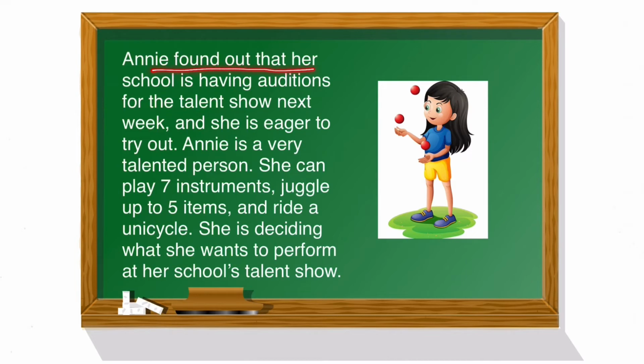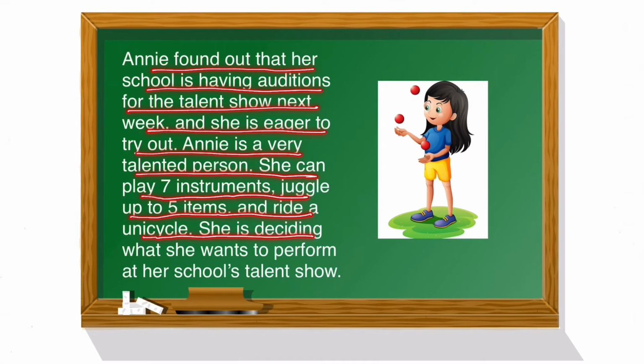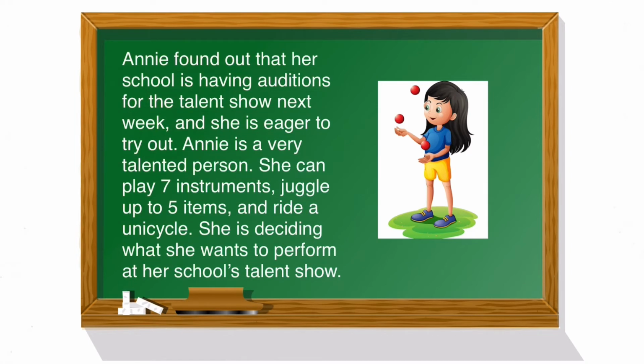Annie found out that her school is having auditions for the talent show next week, and she is eager to try out. Annie is a very talented person. She can play 7 instruments, juggle up to 5 items, and ride a unicycle. She is deciding what she wants to perform at her school's talent show. So, now that we've read that, go ahead and pause and think about the key details.